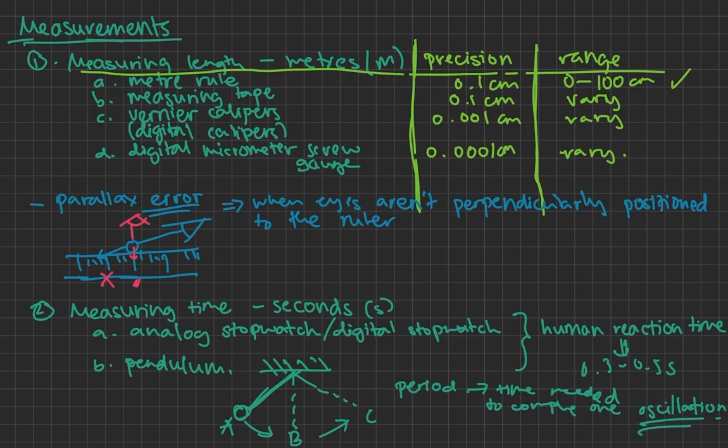One oscillation, if we start from A, then it will go to B, then it will go to C. That is half an oscillation. A whole oscillation would be from A to B to C, then back to B, then back to A. So it has to come back to the point where it originated from. Hence, it will be from A to B to C to B to A. That is one oscillation.